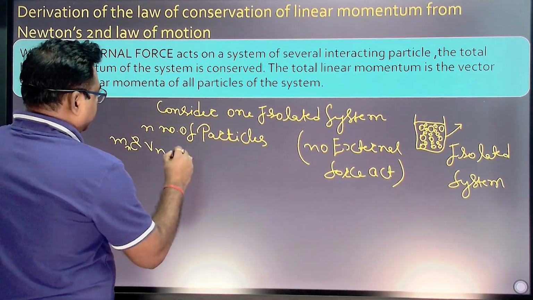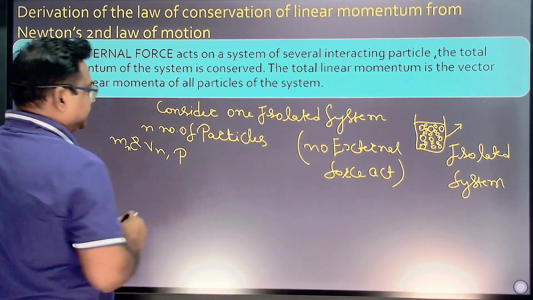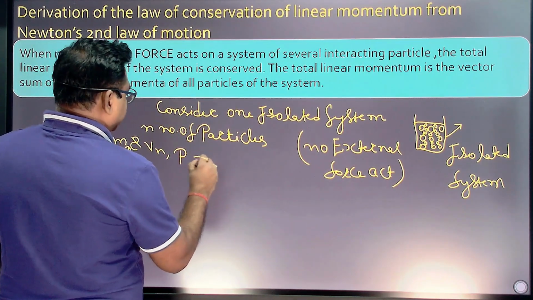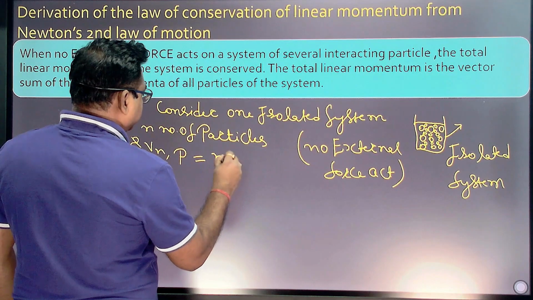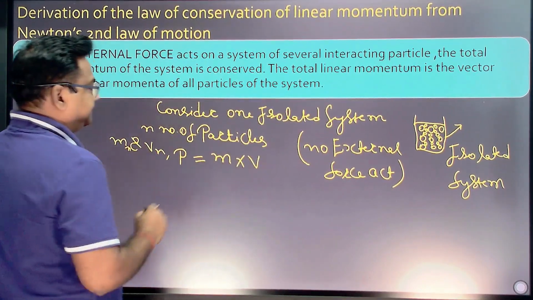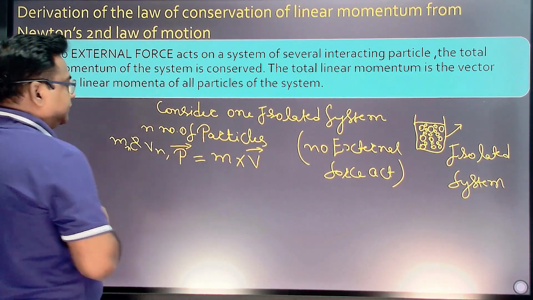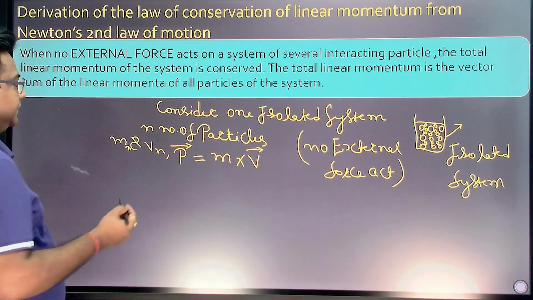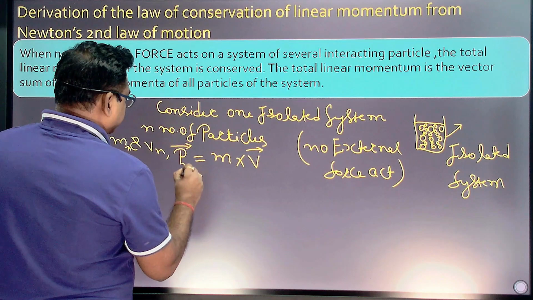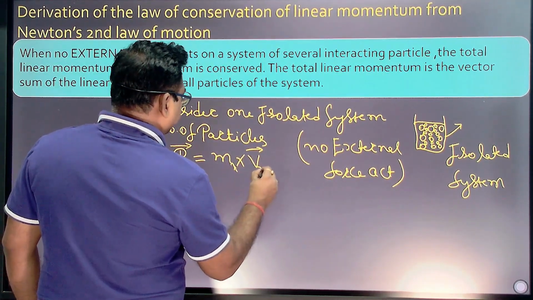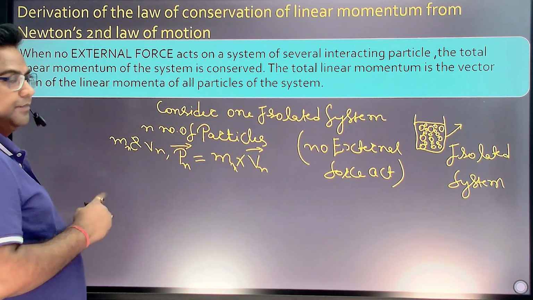Now, what do we know about linear momentum? Linear momentum is mass times velocity, where velocity is a vector quantity, so linear momentum is also a vector quantity. So we have a number of linear momenta for the number of particles.